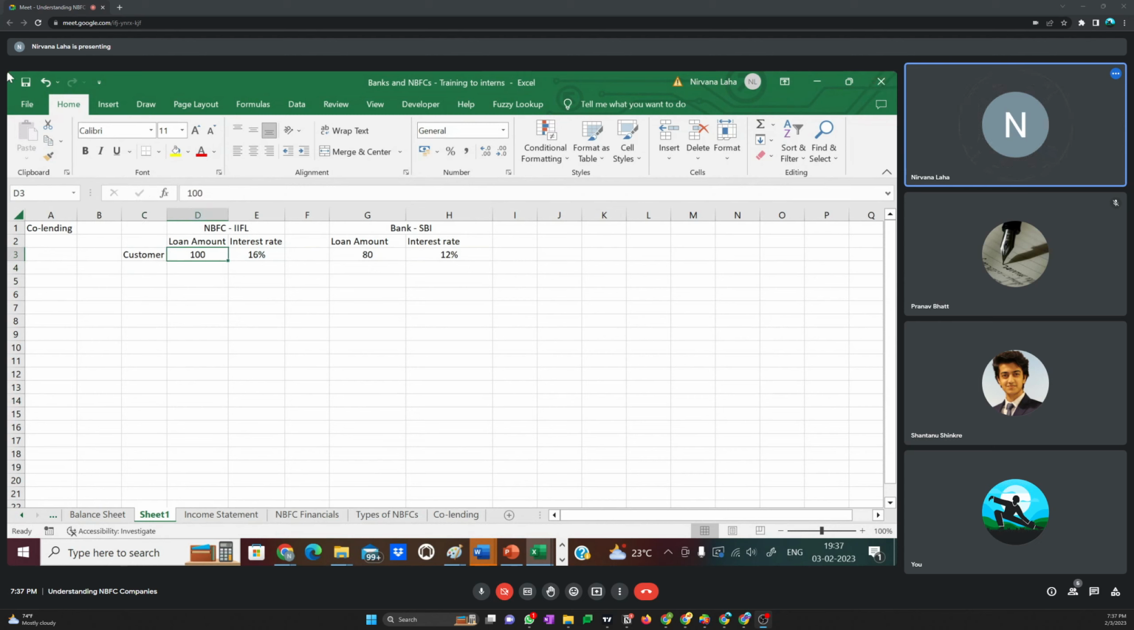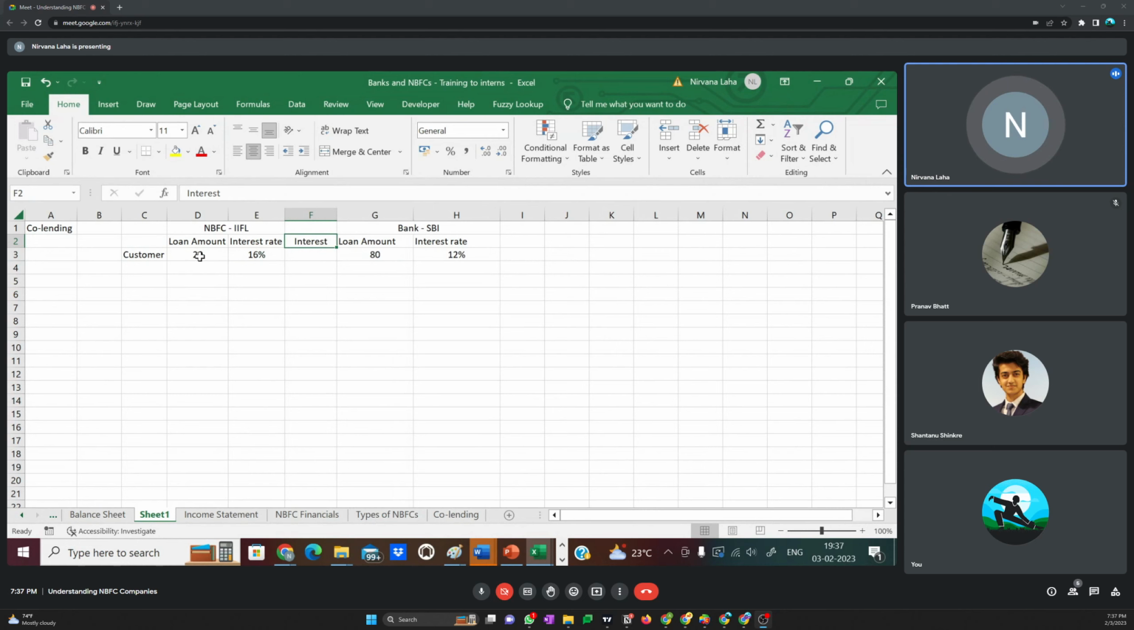Out of the 100 loan, 80 has been sold already, right? So it is out of its balance sheet. How much of the loan is remaining? 20, right? And let us now calculate the interest that this NBFC earns. How much will this guy earn? It has given a loan of 100 to the customer.